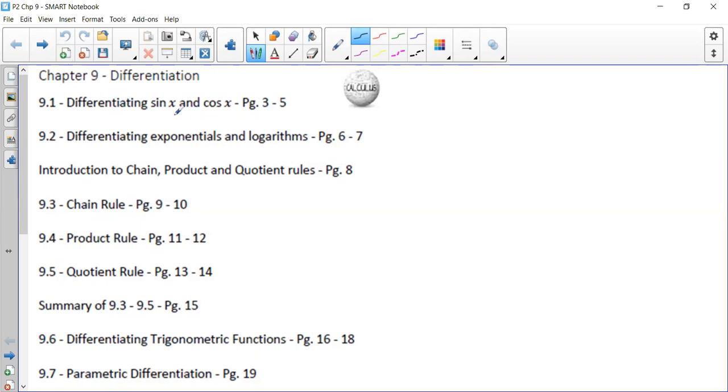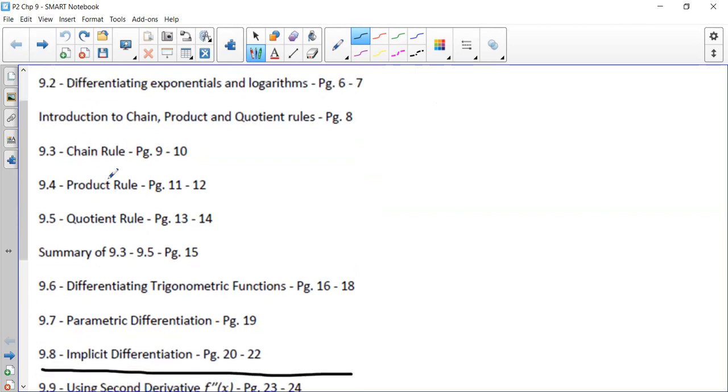9.1 and 9.2 are about basic knowledge, some key facts for different derivatives that you have to remember. For example, how to differentiate sinx and cosx and how to differentiate exponentials. That's something you have to remember. It's like when you're asked how to differentiate 2x squared, you know to multiply by the power and the power minus 1. That's something you will be remembering.